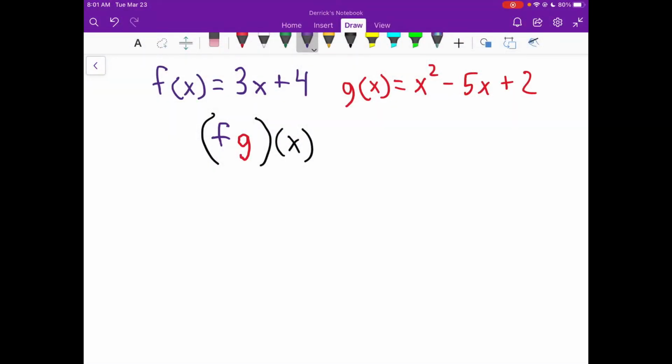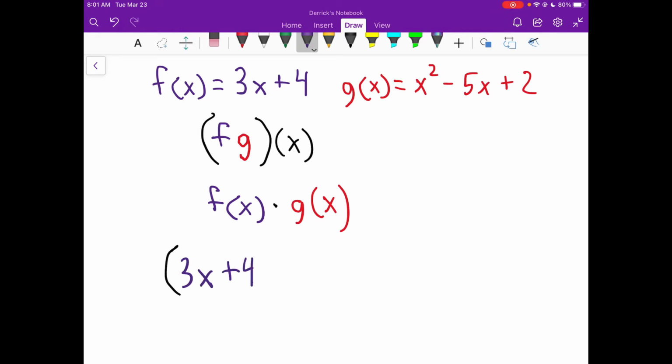Now let's say I ask you to take f times g of x, meaning I want you to take f of x and multiply that with the entire g of x function. Well, just like we've been doing then, for the f of x function, that being 3x plus 4, that means we are taking the quantity of 3x plus 4, and we want to multiply that with our g of x, which is the quantity x squared minus 5x plus 2. So this is going to take a little bit more time than the other two examples that we've done, because multiplication just by nature with polynomials takes a little bit longer.